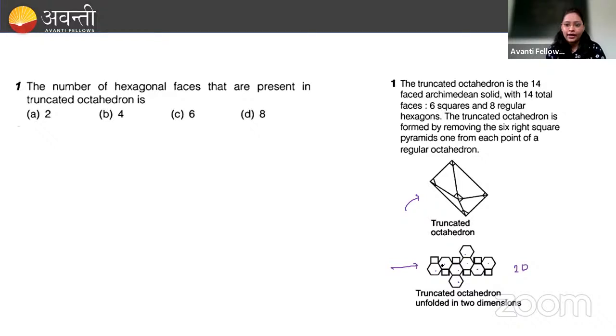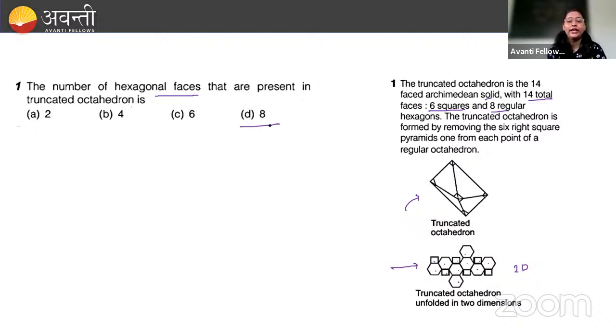You can see 1, 2, 3, 4, 5, 6. These are the 6 squares present in this given compound, right? So this truncated octahedron is a 14-faced solid. It consists of 14 faces: 6 square faces and 8 regular hexagonal faces. So the question was, how many hexagonal faces are present in truncated octahedron? So what will be our answer?